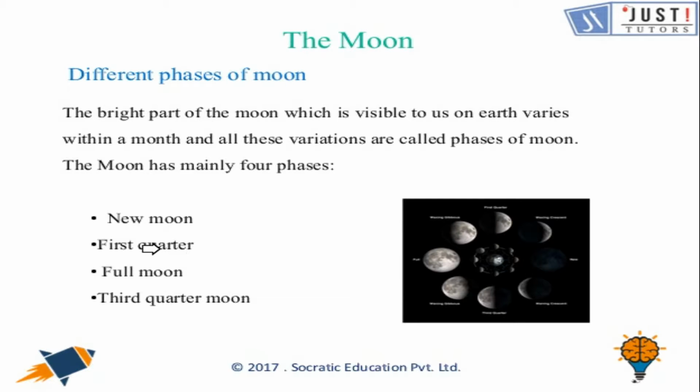Well, the moon has four phases. The first one is new moon, then first quarter, full moon, and the last one is third quarter moon. So now let's talk about each phase in detail.